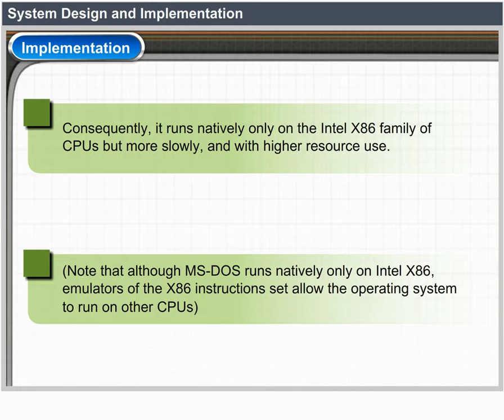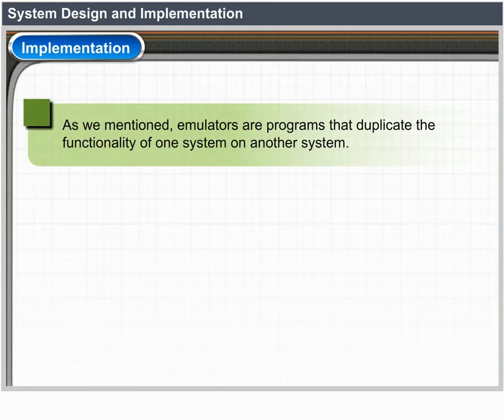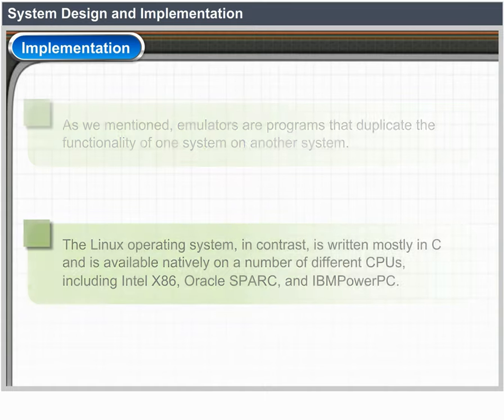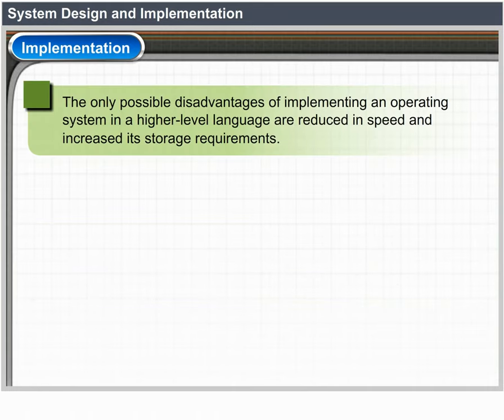As we mentioned, emulators are programs that duplicate the functionality of one system on another system. The Linux operating system, in contrast, is written mostly in C and is available natively on a number of different CPUs, including Intel x86, Oracle SPARC, and IBM PowerPC. The only possible disadvantages of implementing an operating system in a higher level language are reduced speed and increased storage requirements. This, however, is no longer a major issue in today's systems.